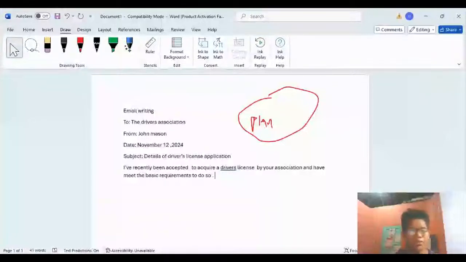And when I'm writing an email, especially within CSEC standards, I would like to write around 150 words on average, because an email like this doesn't need to be long. And I believe it is the most secure way to secure your marks, to secure a grade one as easily as possible. So I've recently been accepted to acquire a driver's license by your association and have met the basic requirements to do so.